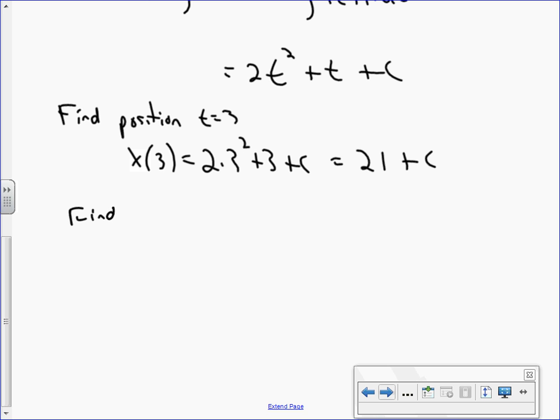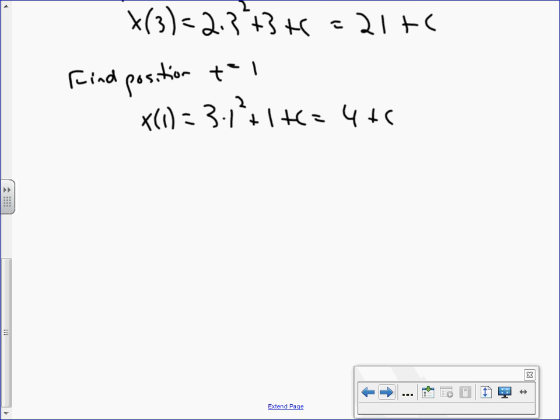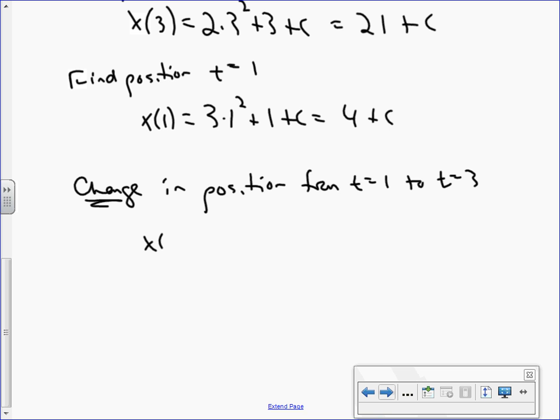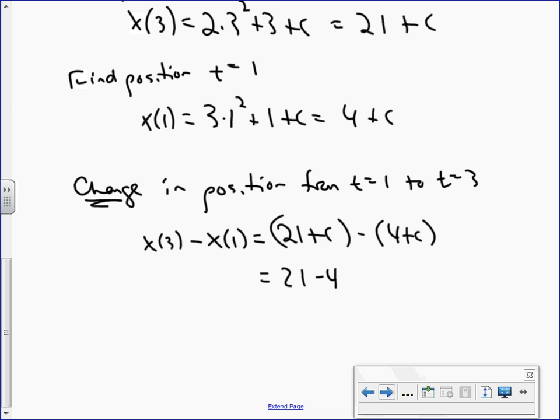And if I said find the position at t equals 1, that's x of 1. And if I ask you to find the amount of change in position from t equals 1 to t equals 3, that's x of 3 minus x of 1, which is 21 plus c minus 4 plus c, which is 21 minus 4.